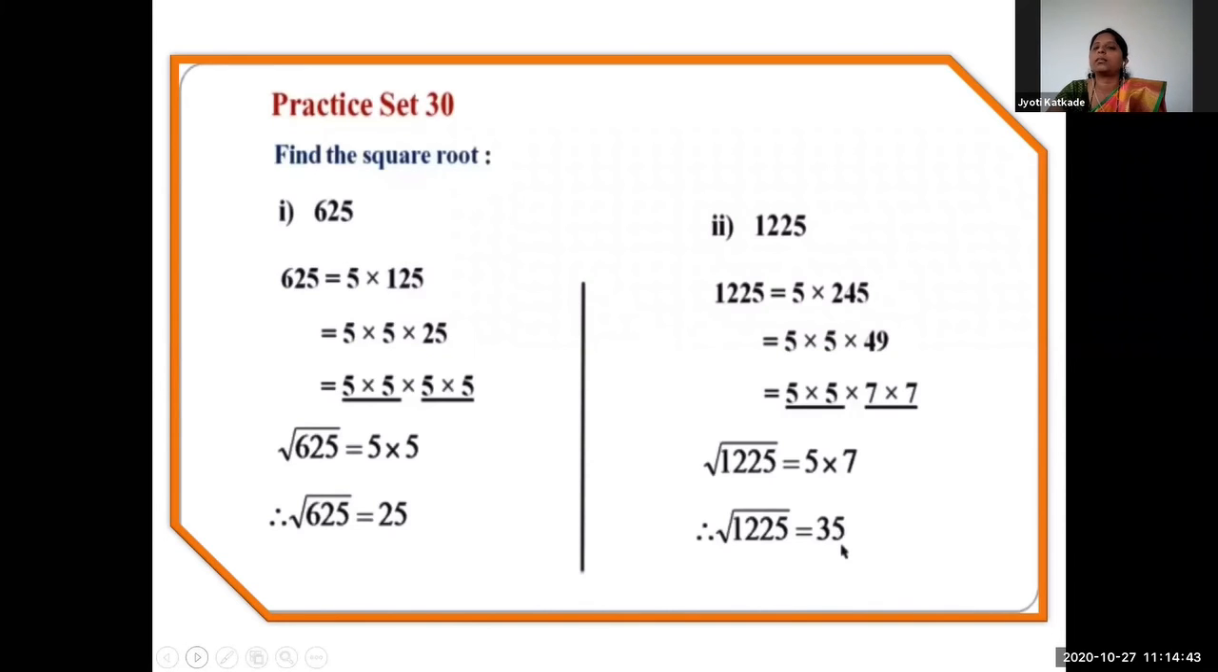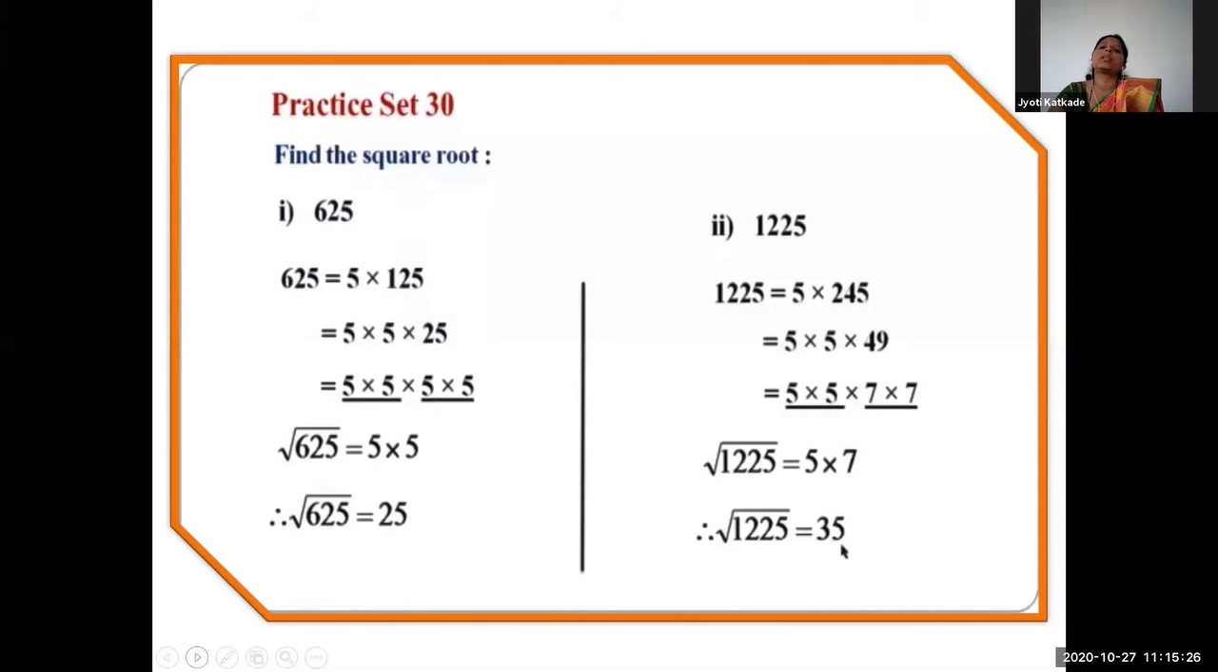What is the rule for 3? If the addition of the digits of the whole number is divisible by 3, then the whole number is also divisible by 3. The addition of digits of 625 is 5 plus 2 is 7, 7 plus 6 is 13, and 13 is not divisible by 3, so it's not divisible by 3. So it is divisible by 5, the lowest prime factor is 5. If 5 or 0 is at the unit place, then the number is divisible by 5. Here at the unit place 5 is there.